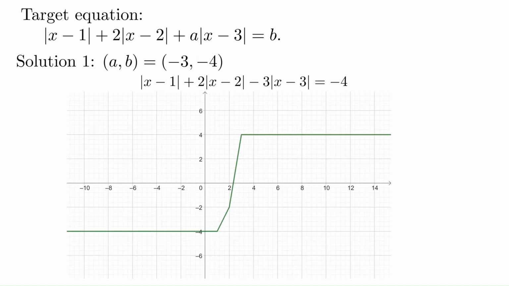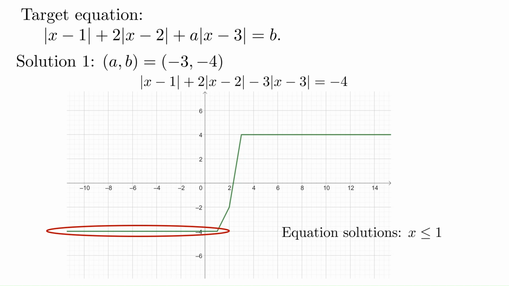Why? Let's look at the graph of the left-hand side. It's like this, a total of 1, 2, 3, 4 pieces. So when the right-hand side equals negative 4, that's the highlighted piece, and the solution of the equation would be all real numbers x less than or equal to 1.